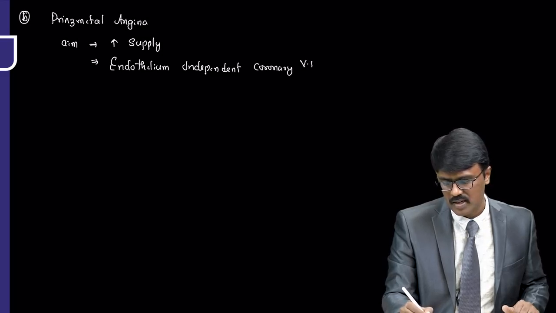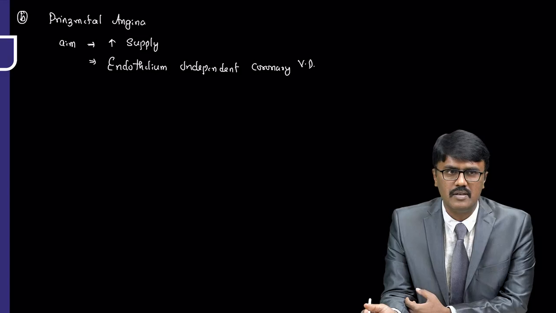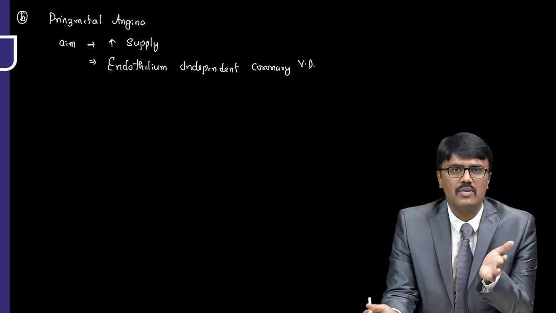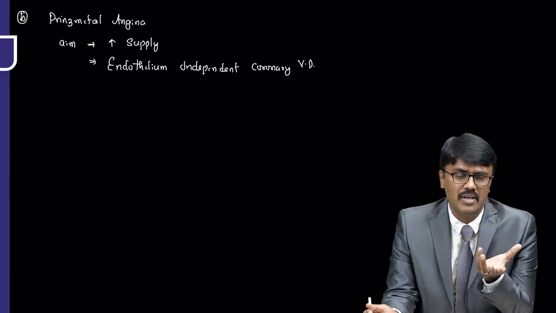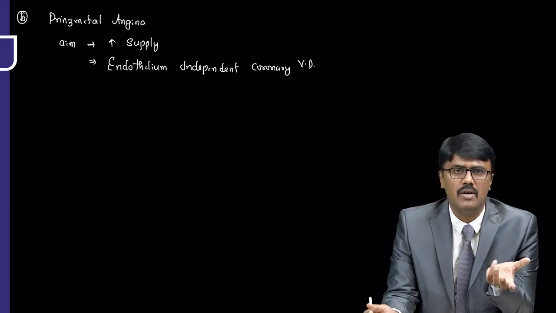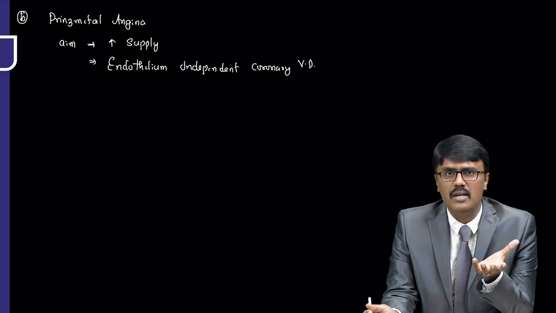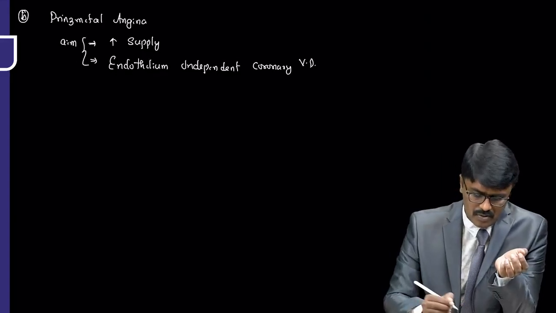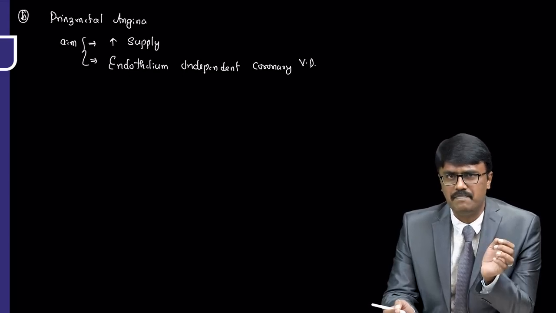Sir, what do you mean by endothelium independent coronary vasodilation? See, the endothelium of the blood vessel itself has nitric oxide, that is called EDRF. With that it would have dilated, but it is not dilating. So we are using a drug which doesn't depend on that process, and it is causing coronary vasodilation. That is called endothelium independent coronary vasodilation. That is the major aim. Why do we use nitrates in Prinzmetal, also called vasospastic angina?